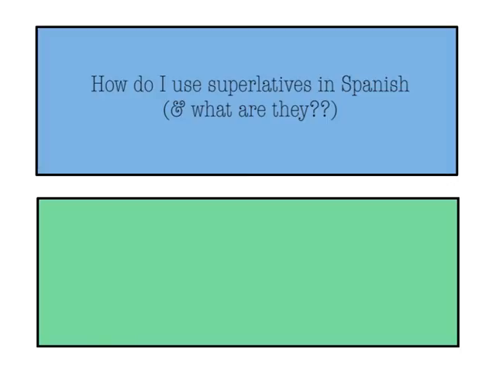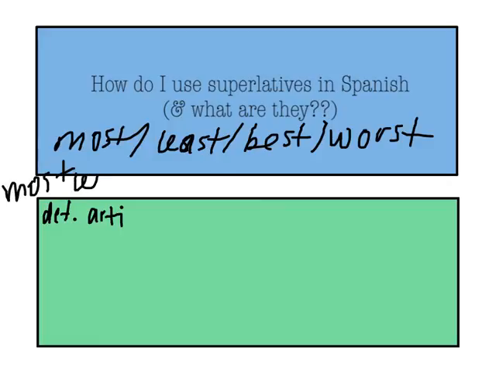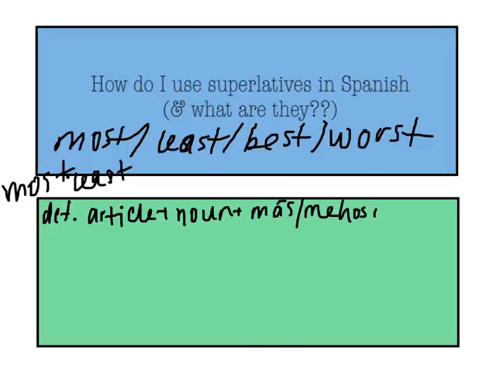So coming back to our question for the day, we answered what are superlatives, right? That's when we say the most, the least, the best, or the worst. But we also learned about how to use them. So as your answer to this question, I'd like for you to please write down your two equations. The first one is to say the most or the least. And we'll use our definite article plus noun plus más or menos plus the adjective that you want to use to compare them.